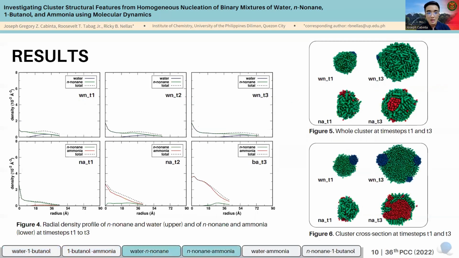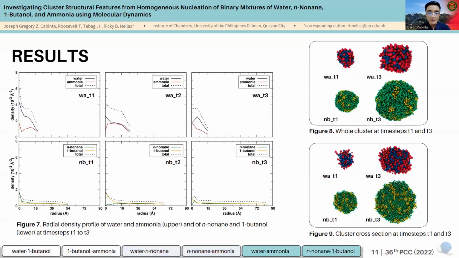Reports on water nonane show a lack of mixing, which verifies the microscopic immiscibility between the involved species. The involvement of both molecule types in the generated clusters, along with the absence of mixing, implies the occurrence of adsorption. These results agree with the earlier literature, where a pronounced miscibility gap was observed between water and nonane. The results also support assumptions of earlier literature that adsorption, leading to a mimicking of heterogeneous nucleation, takes place between immiscible nucleating vapors. Microscopic immiscibility and adsorption are also observed in nonane ammonia.